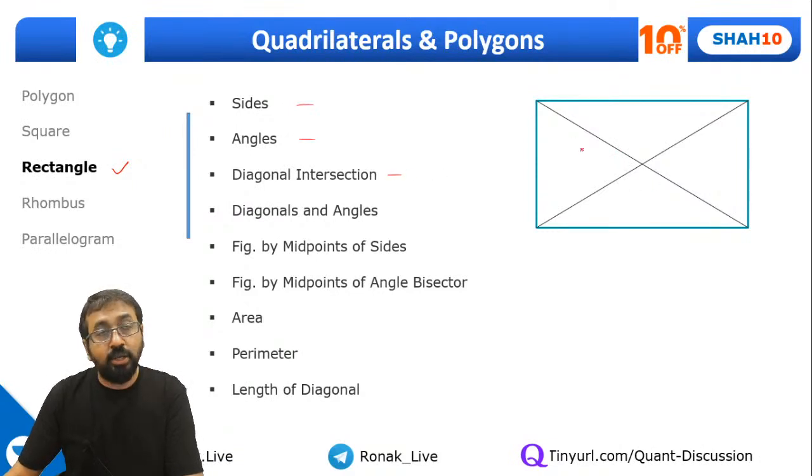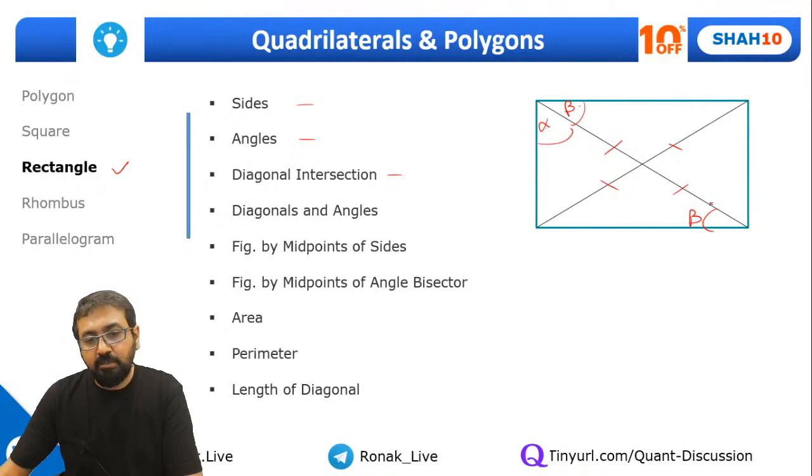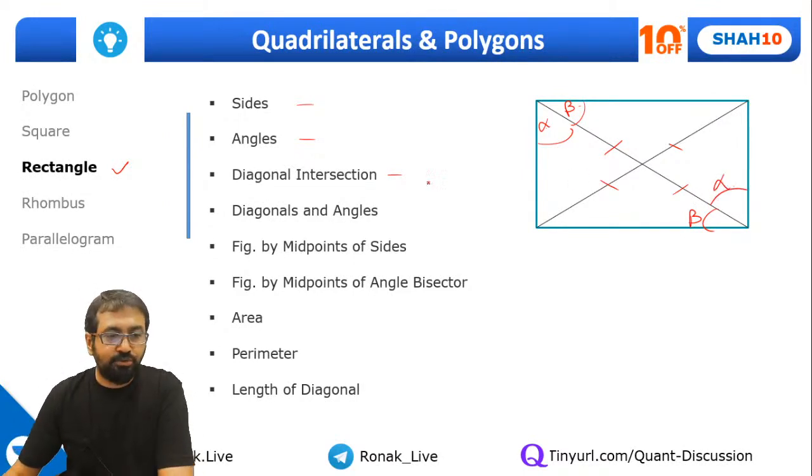What about diagonals? In a rectangle, the diagonals are also equal. They bisect each other, but they are not perpendicular. In fact, they also do not bisect the angle. So these two angles will be different. Remember this. But then this angle will be equal to this angle, this angle will be equal to this angle, and so on and so forth, right?